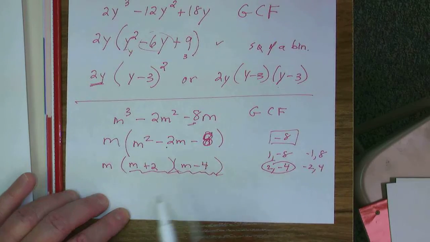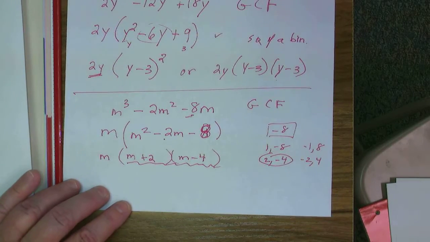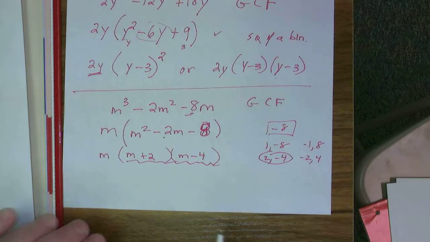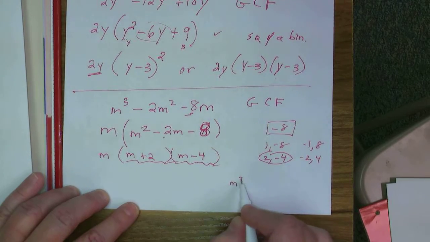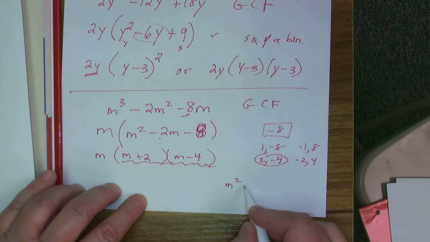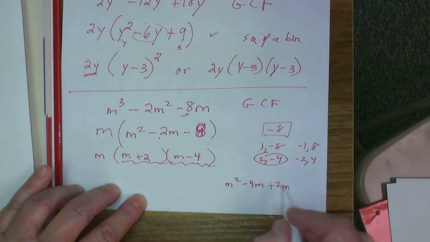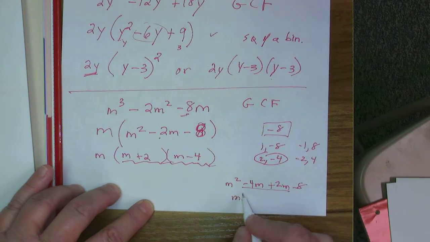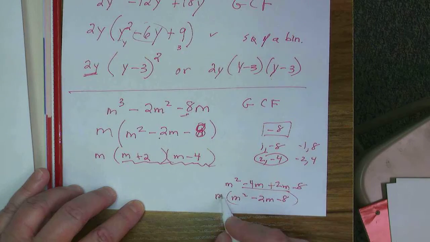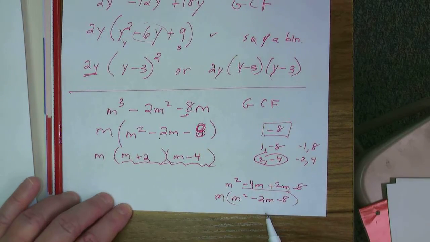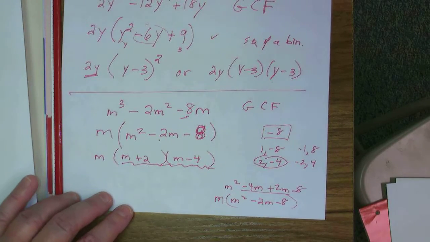Check this always by FOIL. As I'm getting some of the papers turned in, many of you are not checking by FOIL. You're giving me a wrong answer. So let's check this. m squared, I'll write it right here, m squared minus 4m plus 2m minus 8. And that does give me minus 2m minus 8. And then, of course, that would be multiplied by m to get the original problem, m cubed minus 2m squared minus 8m, so we get back to the original problem, and we are correct.